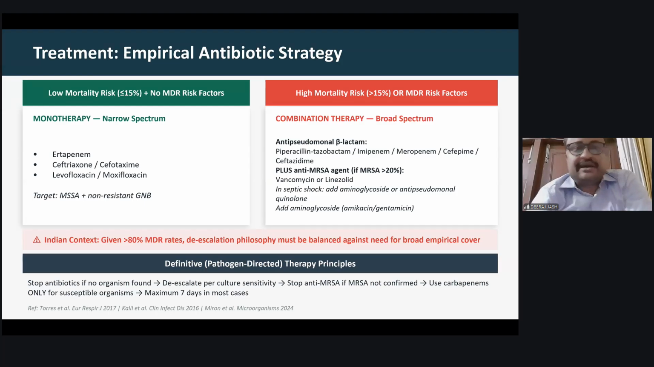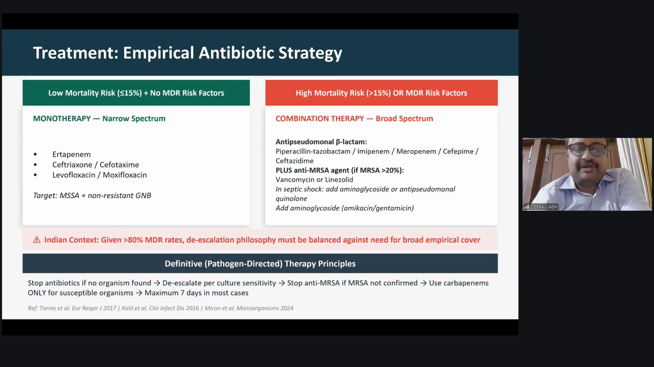monotherapy, when the patient has no MDR risk factor, early VAP, what can we use? We can simply use ceftriaxone and levofloxacin or moxifloxacin. So the target is MSSA plus non-resistant gram-negative bacilli. When we have an MDR risk factor or high mortality risk, we should use piperacillin-tazobactam, imipenem, meropenem, cefepime plus an anti-MRSA agent, vancomycin or linezolid. In septic shock, we should add an aminoglycoside or anti-pseudomonal fluoroquinolones. Aminoglycoside also may be added.